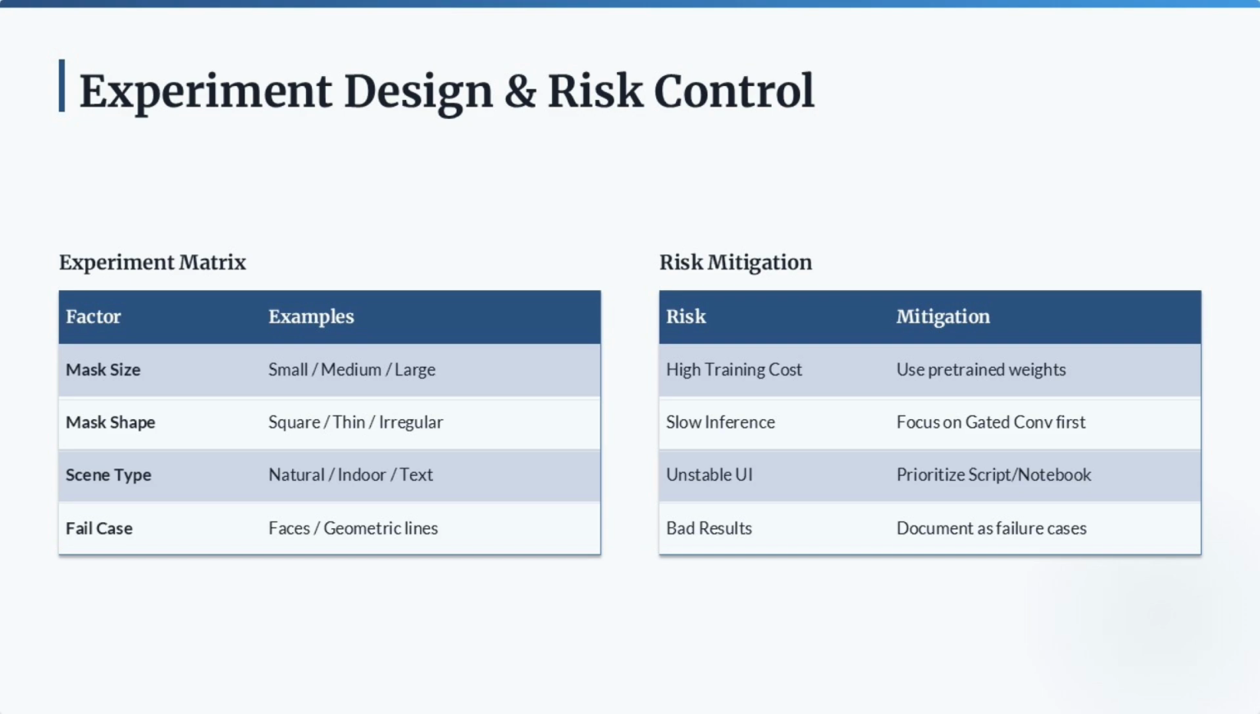The expected results of this project include three main deliverables. The first deliverable is an object removal tool workflow. The second deliverable is a comprehensive comparison report. This report will compare results under different mask sizes, mask shapes, and scene types. The third deliverable is failure case analysis documentation. This will help explain the limitations of image inpainting methods. The expected contribution is not a new image inpainting model. Instead, the contribution is a controlled analysis that provides insights into how mask design directly influences inpainting quality.